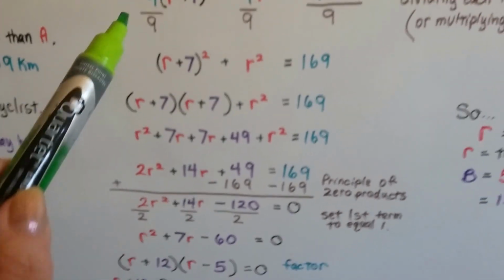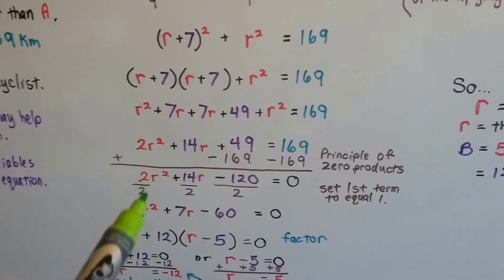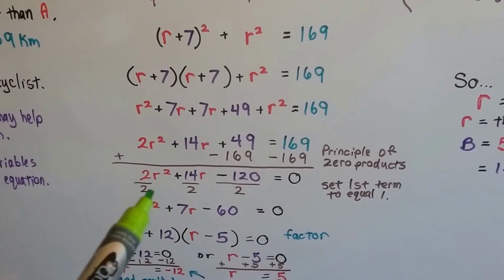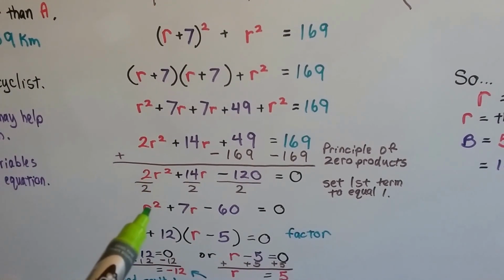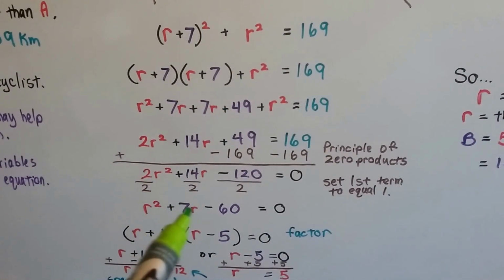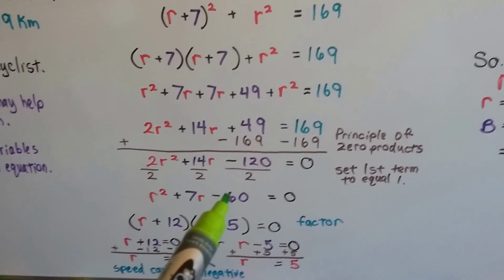We need to set the first term to equal a 1 again. So now, just like we did up here with the 9, we need to divide each term by 2. That makes a 1, because the numerator and denominator are the same, so we just get r squared. That makes a 7r, and that makes a minus 60.